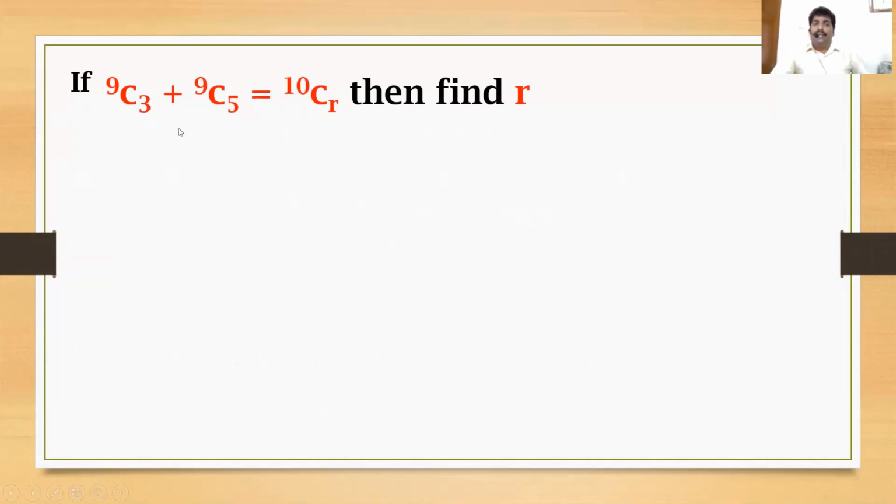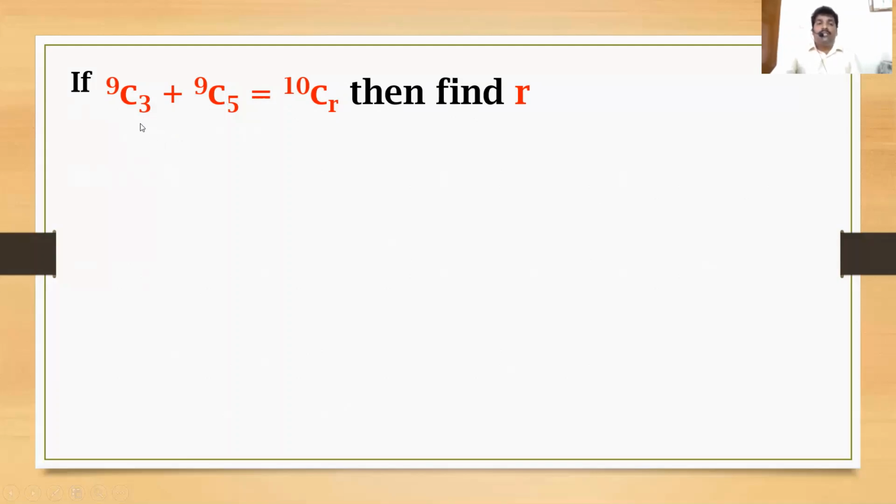If 9C3 plus 9C5 is equal to 10Cr, then find r. This is a question. See here, 9C3 plus 9C5 is equal to 10Cr, given. If you apply our formula, nC(r minus 1) plus nCr is there. One is r minus 1, one is r should be there. But here not like this. One is 3, one is 5. These two should be consecutive. But in the given question, 3 is given, 5 is given. These two are not consecutive. So directly we cannot apply our formula.